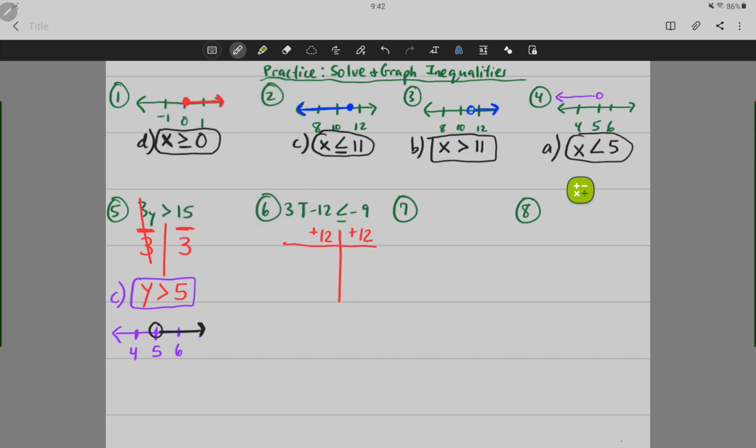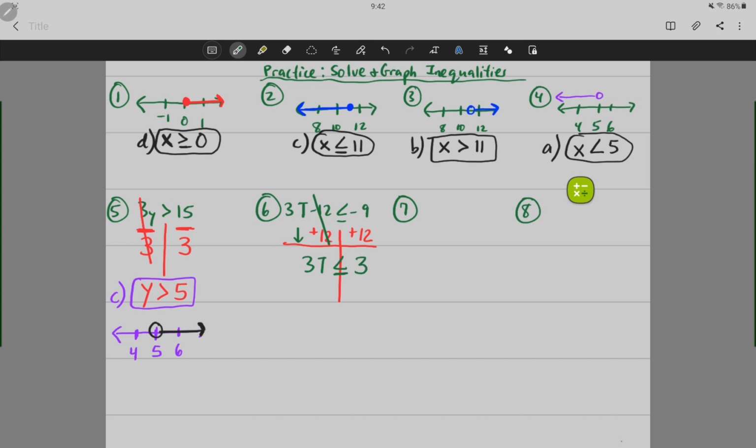We haven't done anything with the 3t yet. That's okay, let's bring it down. So 3t. Negative 12 plus 12 is 0, so just cancel that. Let's bring down our inequality symbol, less than or equal to. And negative 9 plus 12 is going to give us 3.